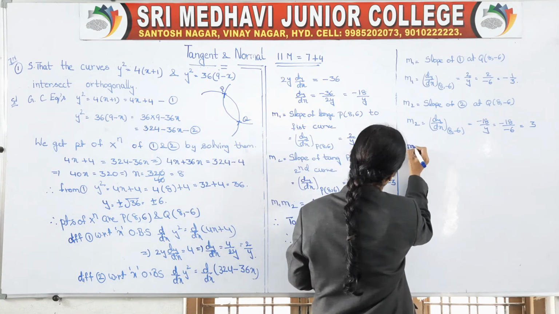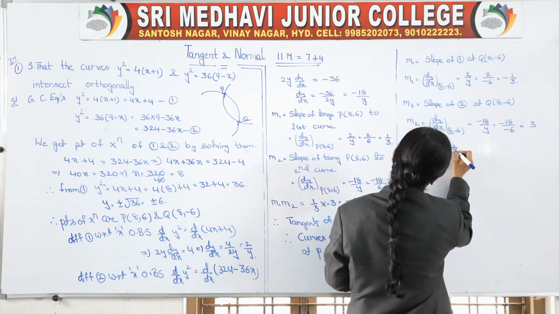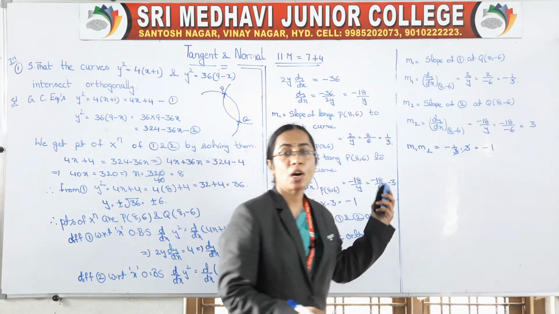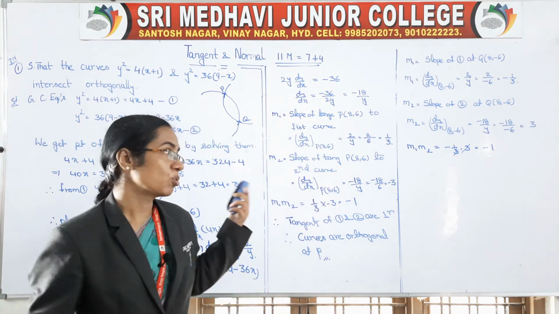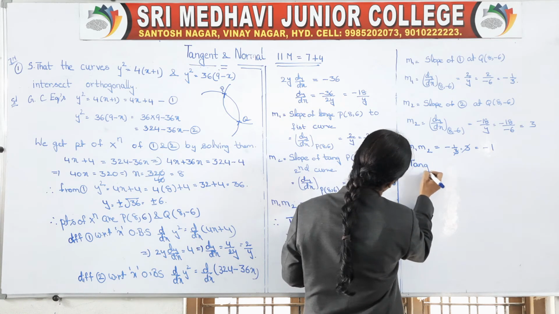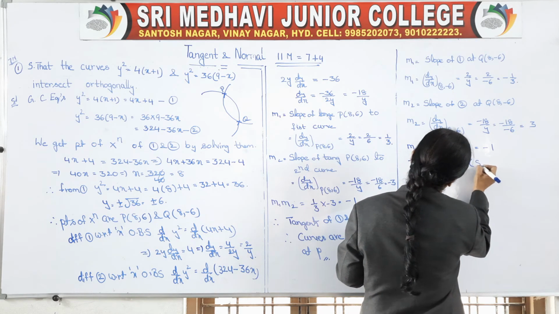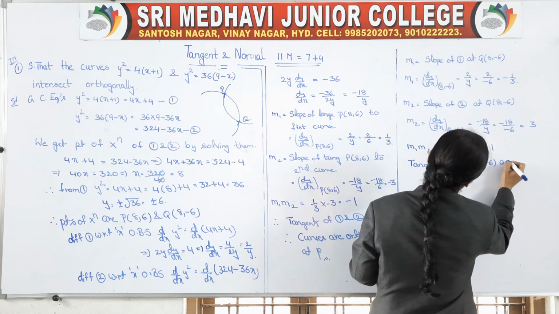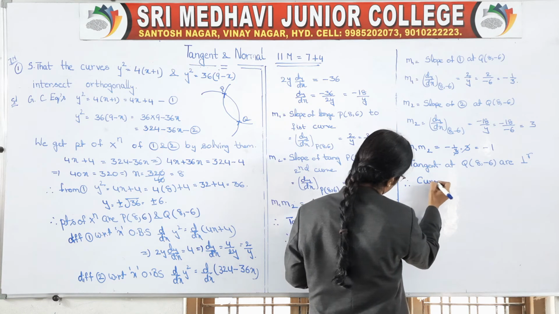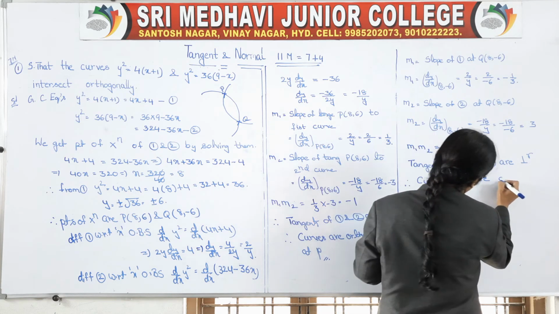So you take the product m1 into m2, which is equal to -1 by 3 into 3, cancel, -1. If the product of the slopes is equal to -1, those two tangents are perpendicular to each other. So the tangents at Q, (8, -6), are perpendicular. Therefore, the curves at Q are orthogonal to each other.